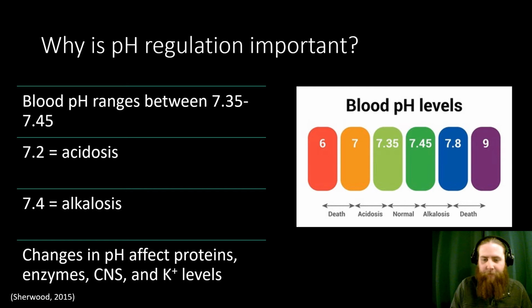The cutoffs here are below 7, which is usually not a healthy place for the human body to be, doesn't last long, and moves towards death there. And then above 7.8. So we've got to keep it inside of this range for normal function. And anytime we get outside of that 7.35 to 7.45, the body is going to try to compensate to get back to this middle range.